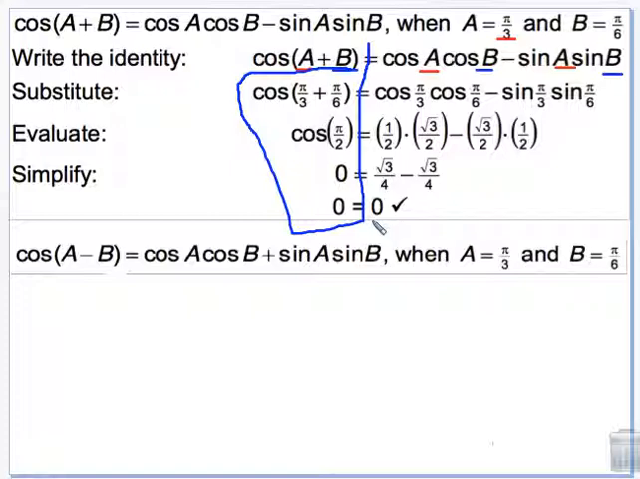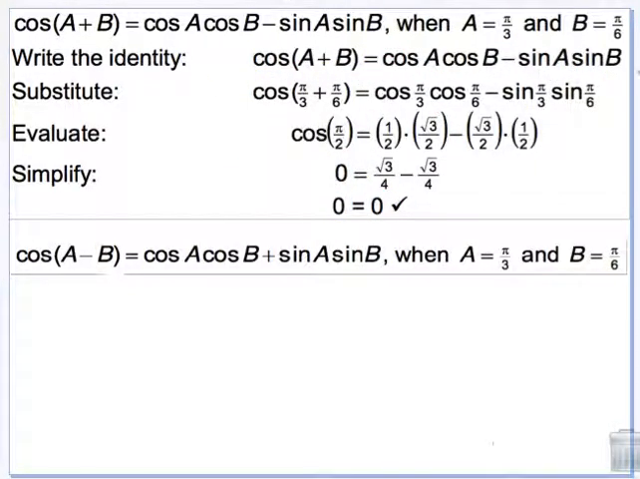So now does this side equal this side? Okay, and we can see that it clearly does. So when we're proving that these sum and difference identities work, that's all we're doing.